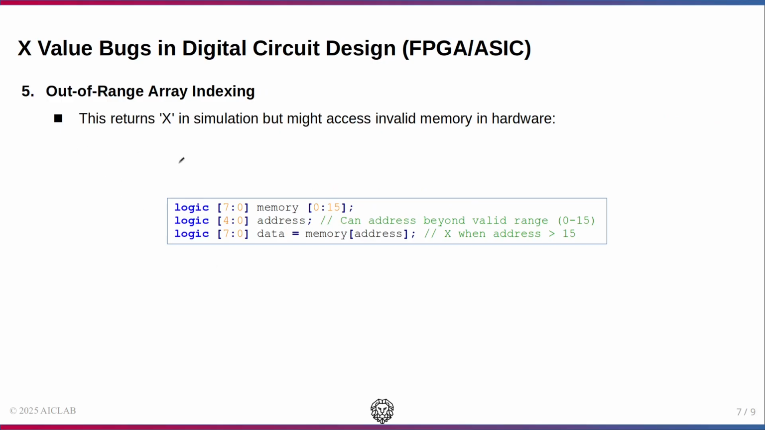Out of range array indexing. In this example, the memory is 8-bit and it has 16 addresses. But in this line, we declare the address as 5-bit, so addresses can be between 0 and 31. In the next line, if the address is more than 15, the data receives the X value. Again, it's a mismatch between simulation and real hardware, because in real hardware, the data value is unknown.